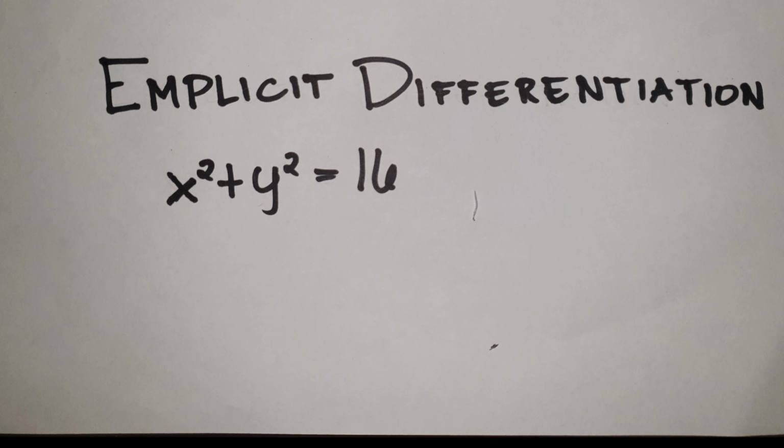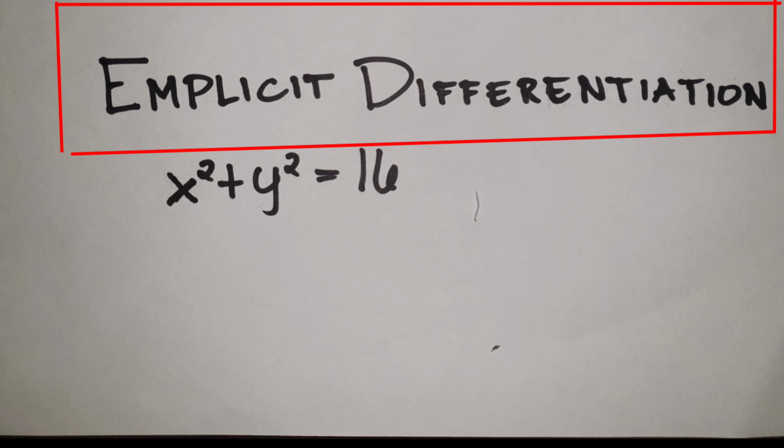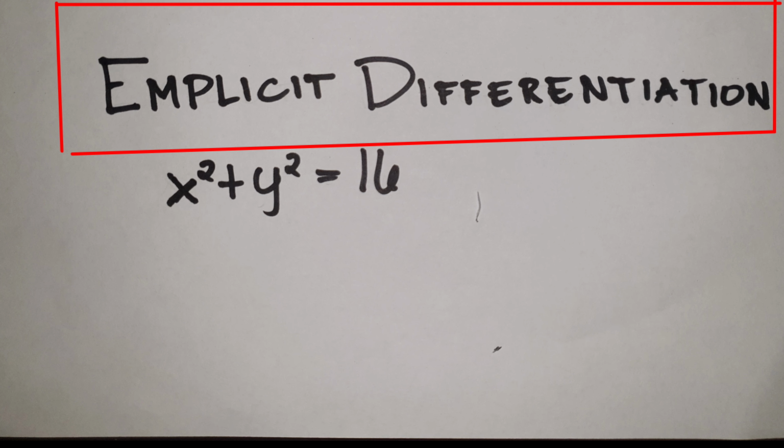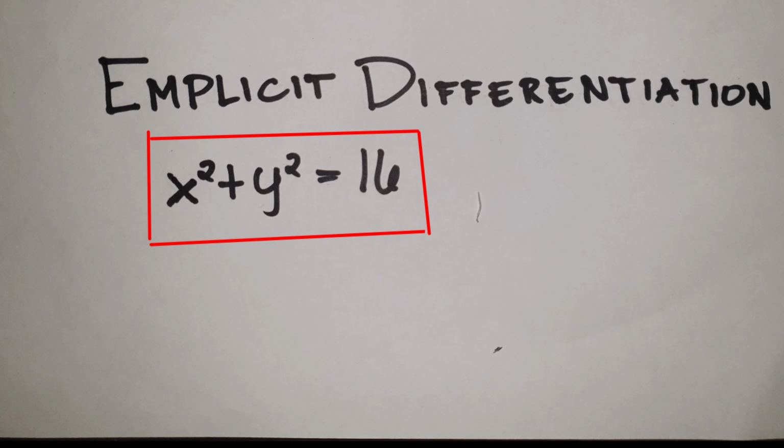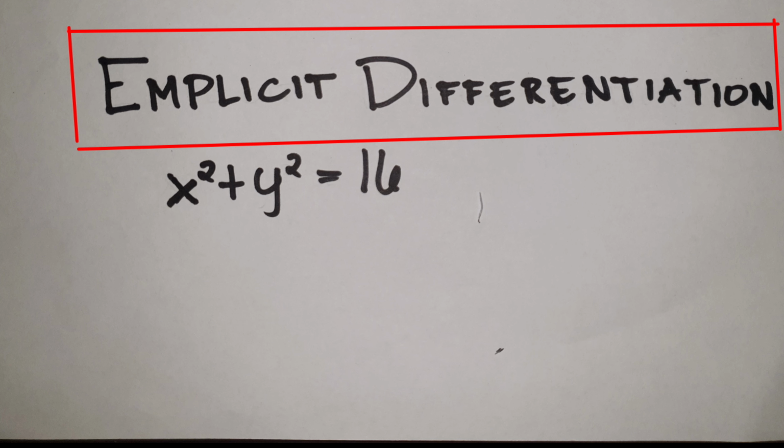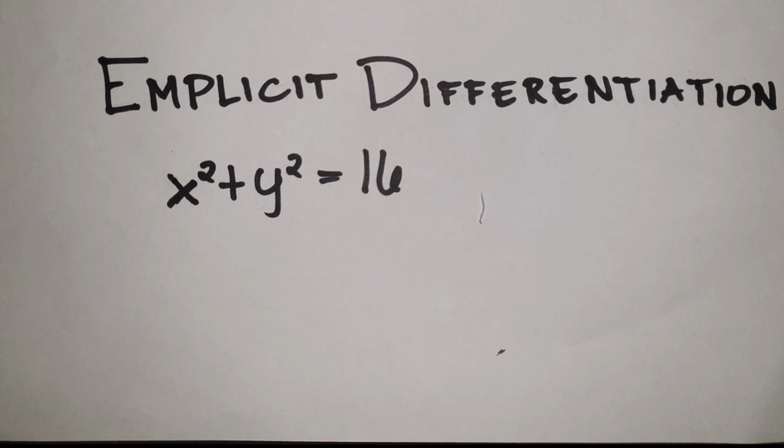But what if your function is not written as y equals some x expression? Then you have to use something called implicit differentiation. So if your function is not written as y equals but is written implicitly, like x squared plus y squared equals a number, 16, you can't do the normal explicit differentiation, so you have to use implicit differentiation, which is a special kind of chain rule. So let me show you the main steps for implicit differentiation.